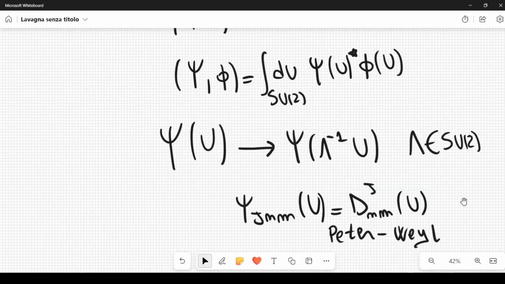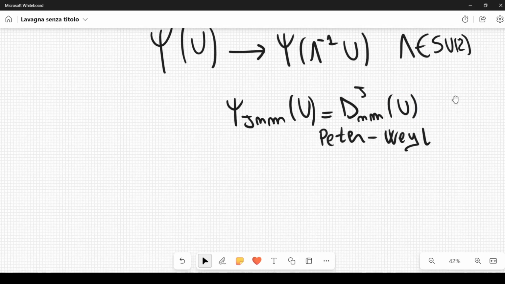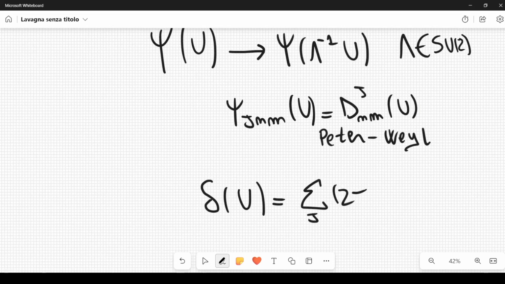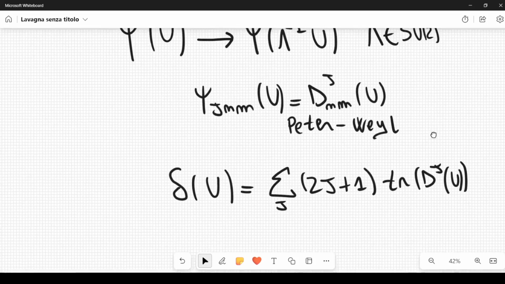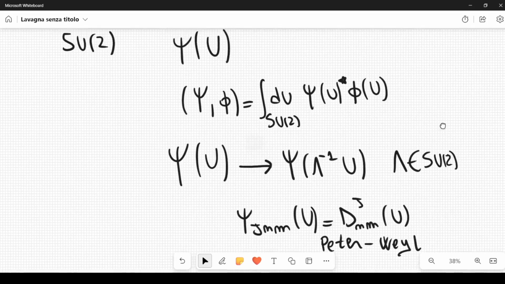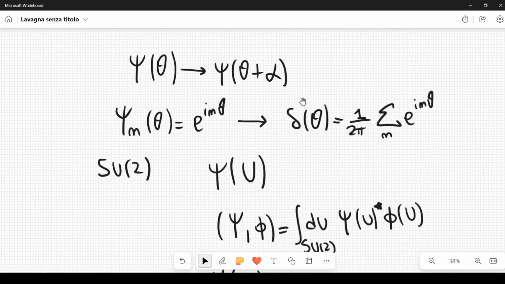Now, also for the SU2 group, we have a completeness formula. In particular, we can construct the Dirac delta of the group as a sum over j. Then we have the dimension of the Wigner matrices, 2j plus 1, and we have the trace of the Wigner matrix d j of u. So this is a formula that we have already written down in the previous video, and it is just some kind of comparison between the harmonic analysis of SU2 and the harmonic analysis of U1.